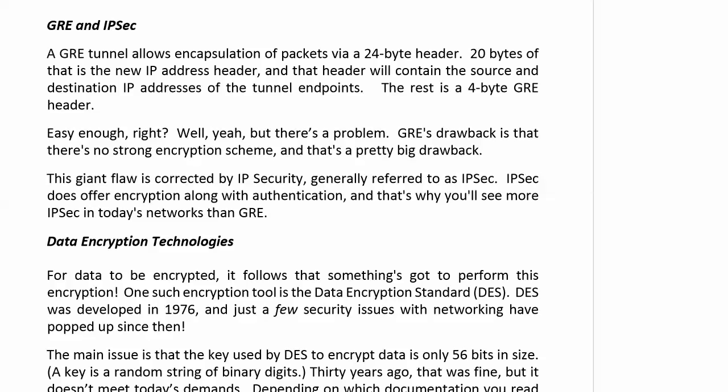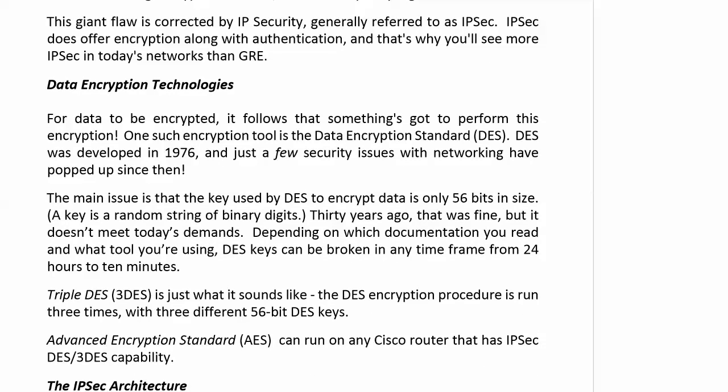What I want to talk about right now are these data encryption technologies. Because for data to be encrypted, it follows that something's got to perform this encryption. Well, one such encryption tool is the Data Encryption Standard, DES. Now, DES was developed in 1976, and just a few things have changed in networking since then, just one or two minor changes. And the main issue with the Data Encryption Standard is that the key that's used is 56 bits. And a key, by the way, is just a random string of binary digits.